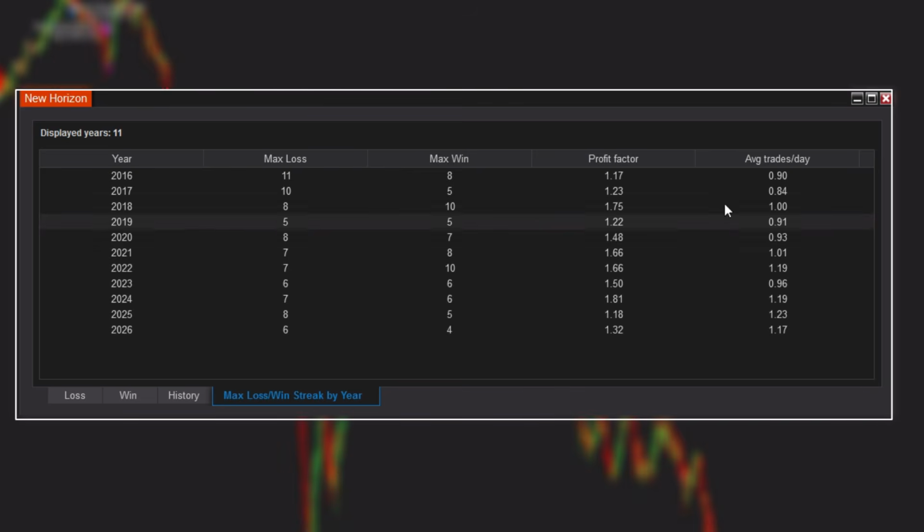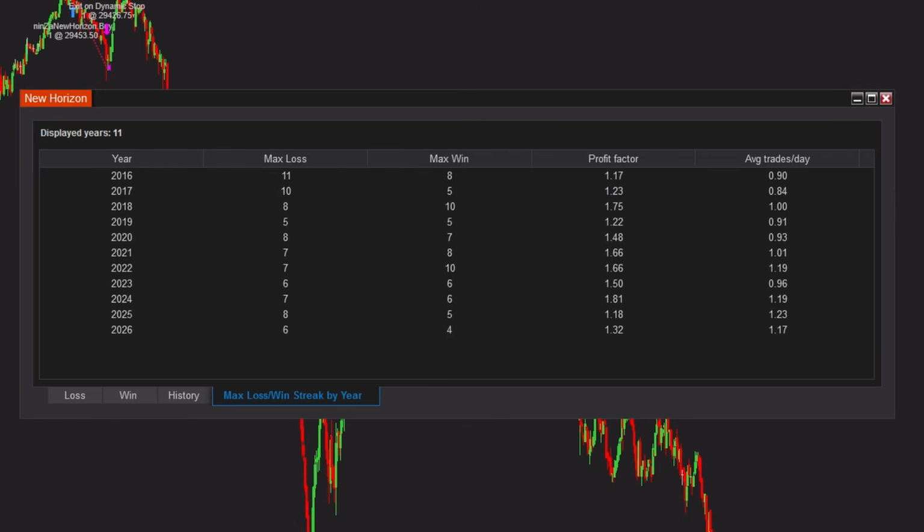This strategy has shown clear improvement over the years, with max loss dropping significantly from 11 in 2016 to just 4 in 2026, indicating better risk management. At the same time, max win remains stable, and the profit factor reaches 1.81 in 2024, showing the strategy's strong profit-generating ability. The average number of trades per day is not too high, ranging from 0.84 to 1.23, allowing the strategy to focus on quality trades rather than quantity.